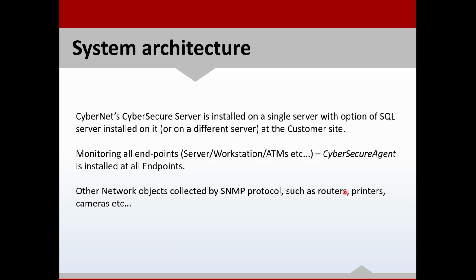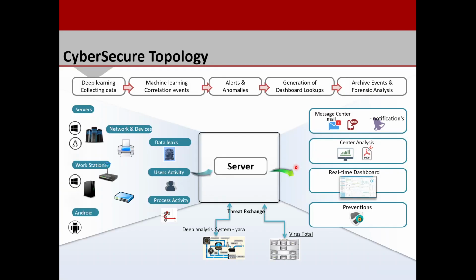Some more information on system architecture. One point here again to highlight is that it's not just PCs and servers, but also other devices which we can access using SNMP protocols such as routers, printers, switches, cameras. Basically most Internet of Things devices. Here's some graphical view of the topology.